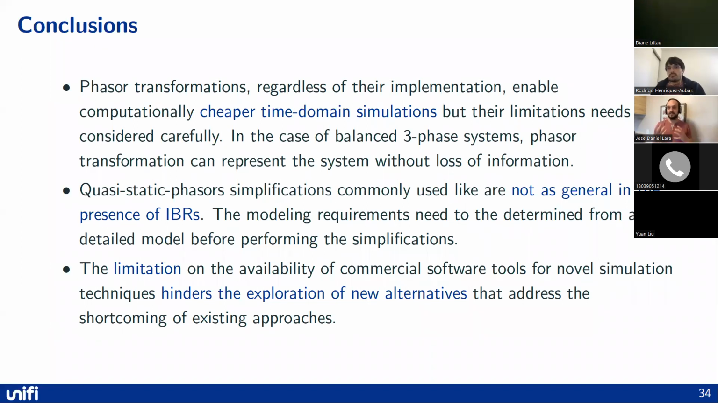And at the end of the day, we find that a huge limitation in the availability and understanding of these techniques is the fact that commercial software has been developed mostly for two types of simulations. And that hinders the exploration of new alternatives, because when you want to scale up analysis, like if you actually want to do a WECC size system, or study systems at the scale that ISOs and developers actually need, the existence of these two tools can limit how this exploration is done for these other alternatives.